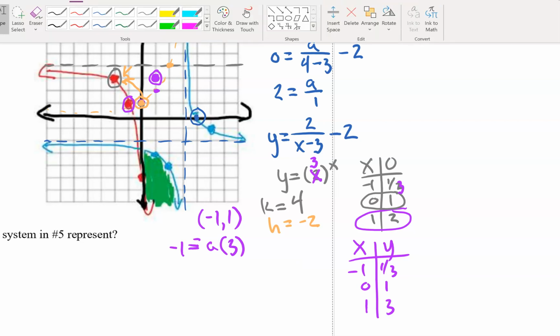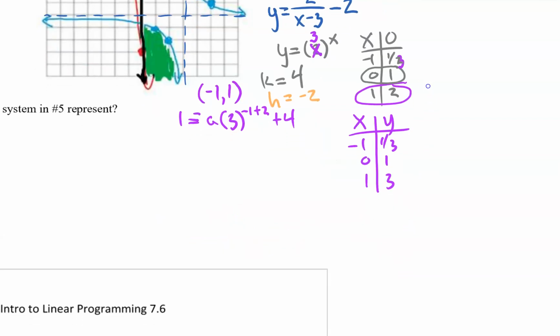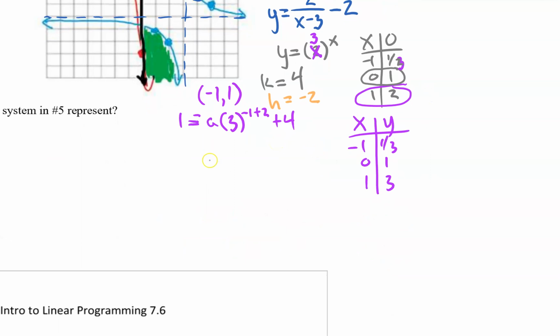My y is 1, not -1. My x is going to be -1. My h was -2. That makes +2 right here, and +4. That means when I do this particular calculation, I'm going to get the following. It's going to say 1 is equal to a times 3 to the first power, which is just 3, and +4. Then I'm going to subtract. I get -3 is equal to 3a, and a would equal -1.